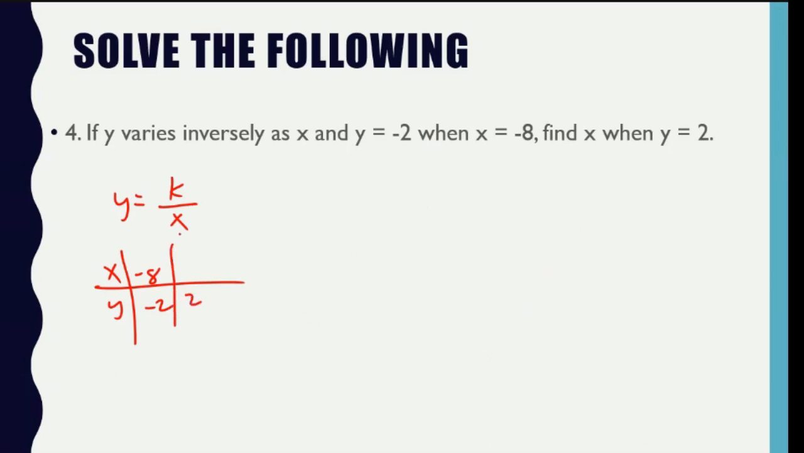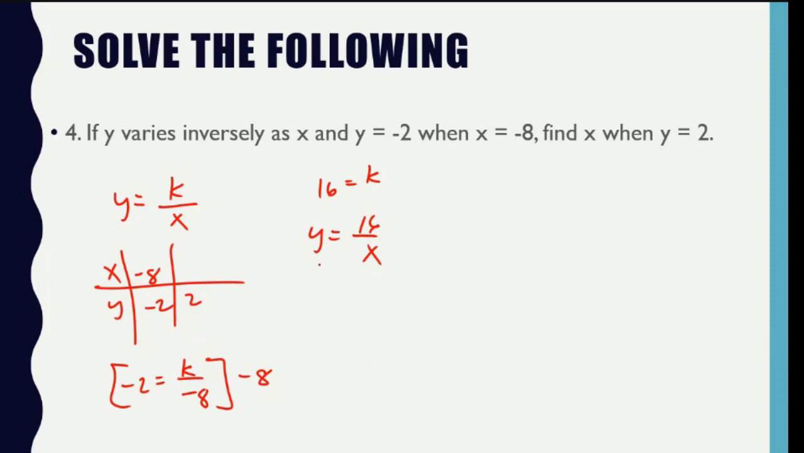Let us now substitute the initial values of x and y to the tentative equation. Negative 2 is equal to k over negative 8. Cross multiply, or multiplying both sides by negative 8, you will have 16 is equal to k. So now we will substitute 16 to the tentative equation. Y is equal to 16 over x. And that is our official equation of variation.